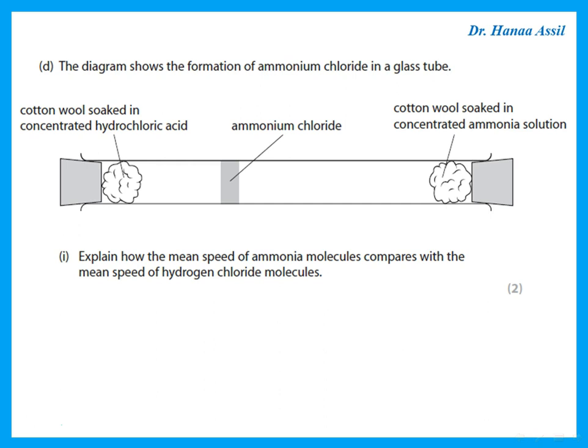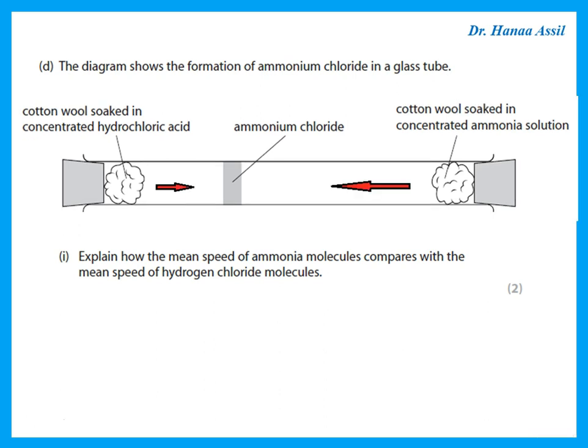The diagram shows the formation of ammonium chloride in a glass tube. So he has cotton wool soaked in concentrated hydrochloric acid on one end, cotton wool soaked in concentrated ammonia on the other end. And he's saying, explain how the mean speed of ammonia molecules compares with the speed of the hydrogen chloride molecules. So which one is moving faster? Remember that they both will diffuse. So HCl will diffuse from where there is a lot of HCl to lower concentrations.